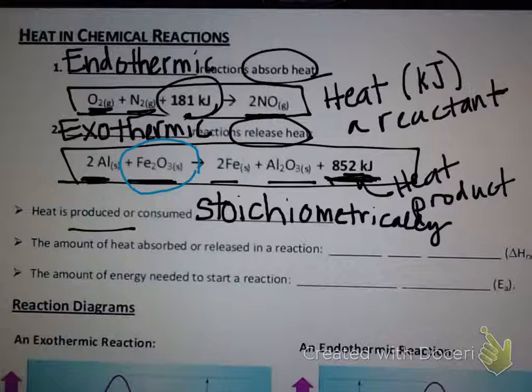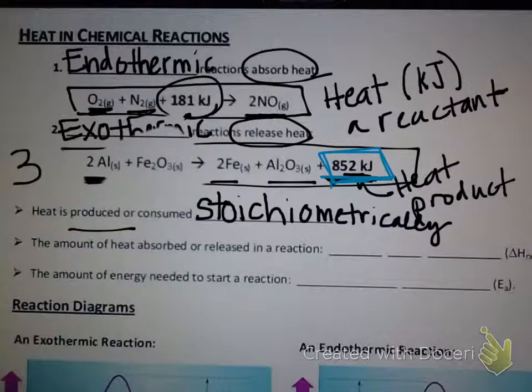According to this chemical equation, for every 1 mole of this reactant, we produce 852 kilojoules of heat. What happens if I double the reaction? What happens if I add 2 moles of everything, or twice as much of all the reactants? I'm going to produce twice as much heat in the reaction. Well, what happens if I triple the amount of the reaction?